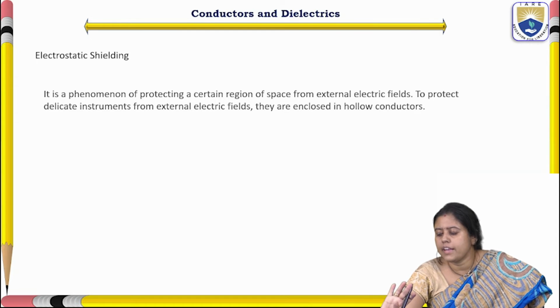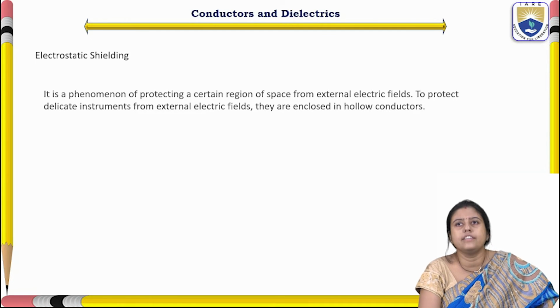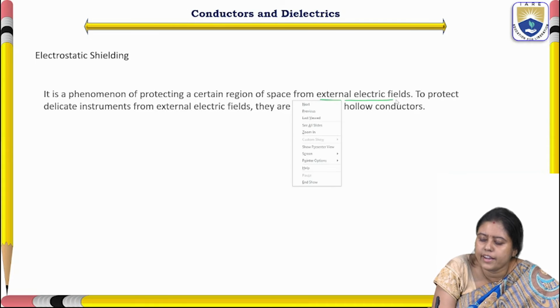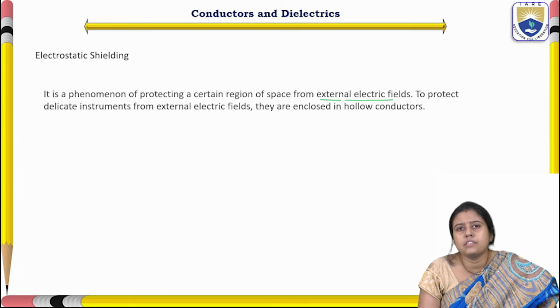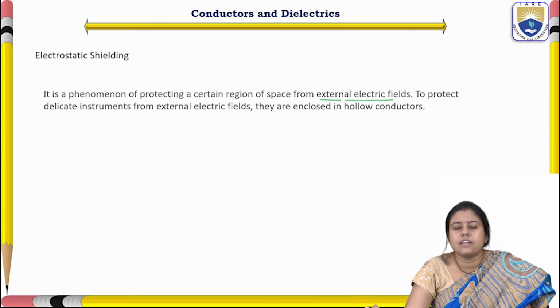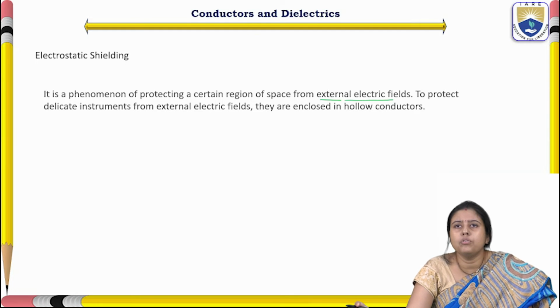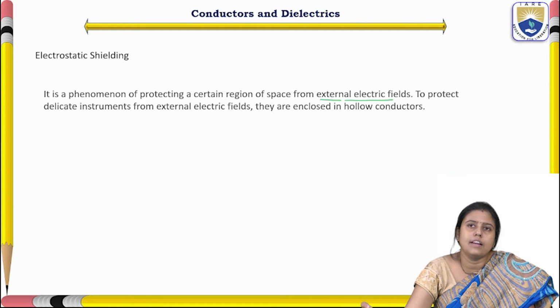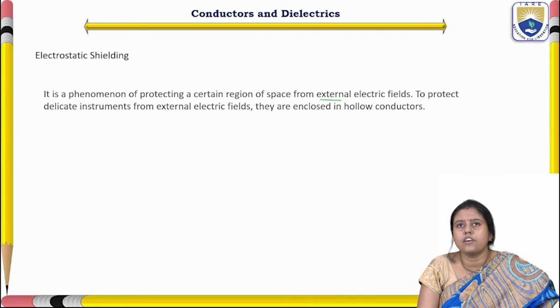The next important topic is electrostatic shielding. We use electrostatic shielding to protect a certain region of space from the external electric field, like some costly microscope, or some instrument which is used for space research. We want to protect them from the external electric field. If any electric charge is nearby, there will be some electric field. So to protect this delicate instrument from the external electric field, it is enclosed in a hollow conductor, and this is known as electrostatic shielding.